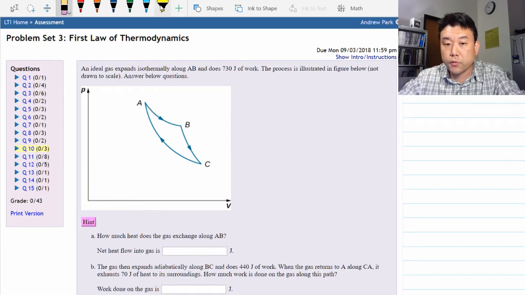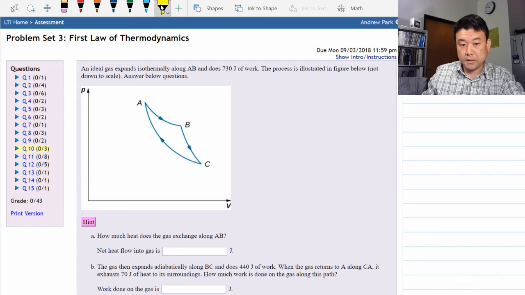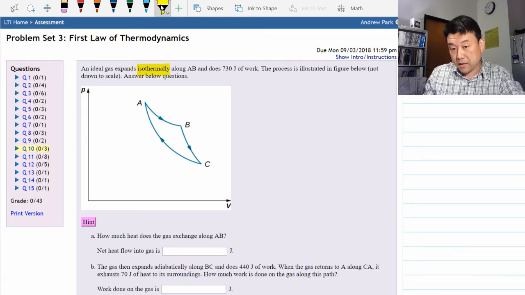As you are reading a question like this, the first thing I want you to do is read it carefully. It says an ideal gas expands isothermally. This is an important keyword. Along AB it does some amount of work. And then from B to C, it says that the gas expands adiabatically along BC and does some work. These are the two keywords that make this problem a lot easier than it might appear at first.